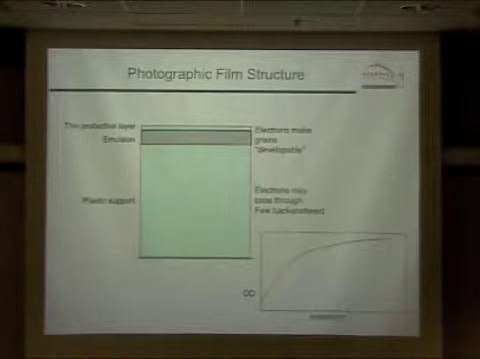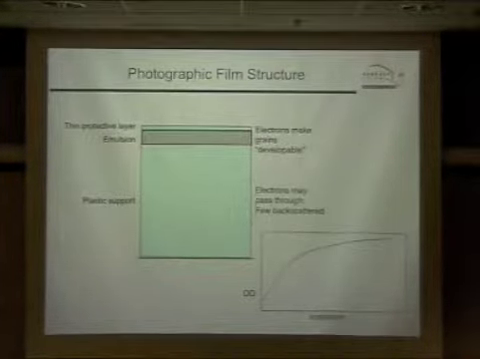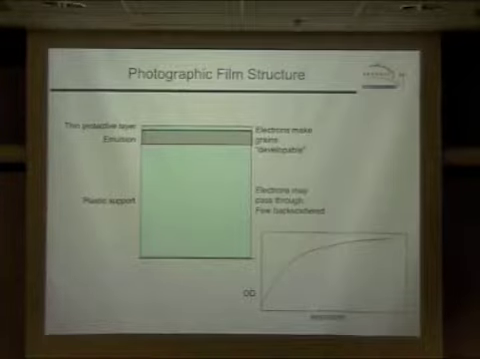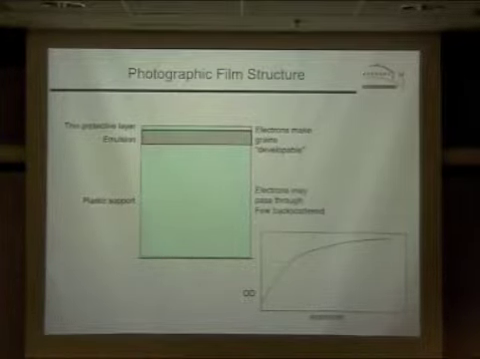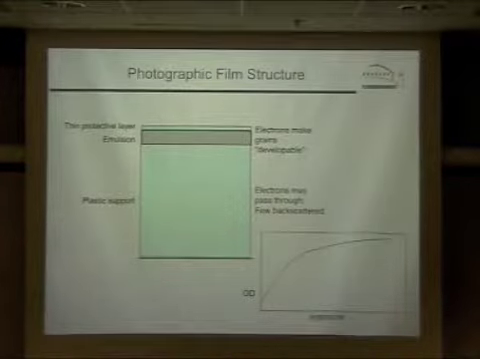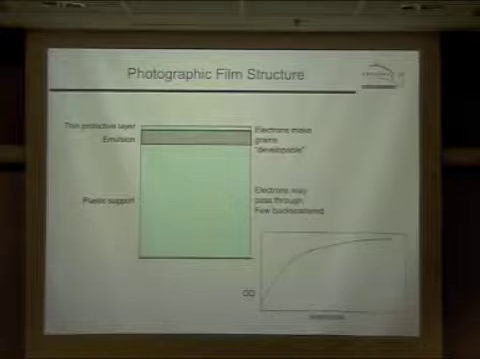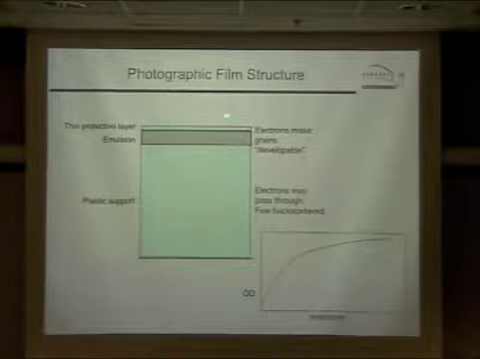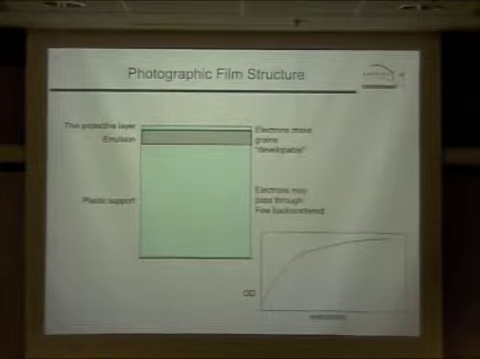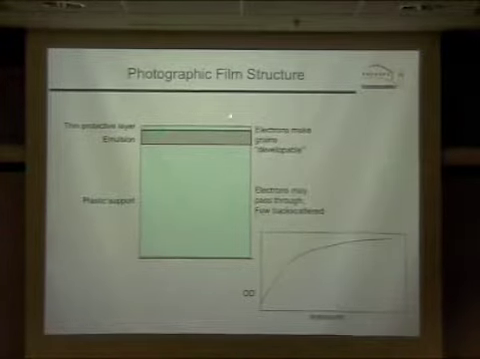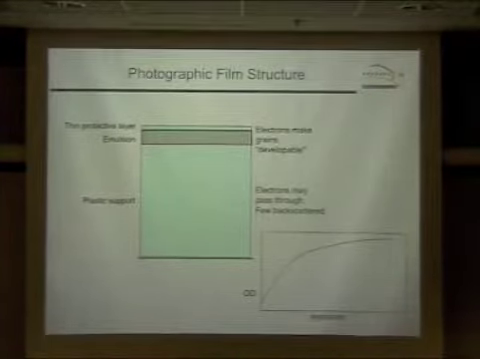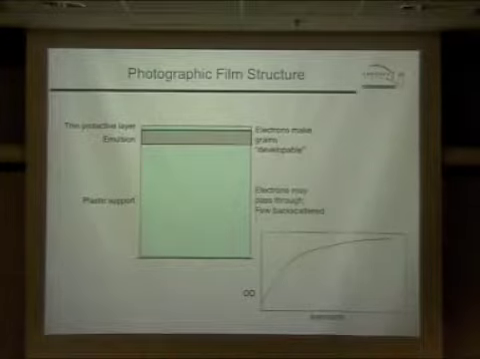The silver grains in the films that we use are very small. They're perhaps a fraction of a micron or less than about a micron in size, and they're fairly densely packed in there. On top of that, there is usually some kind of a very thin protective layer. The protective layer here is thin enough and a light enough weight material that it doesn't really have much influence on the electrons.